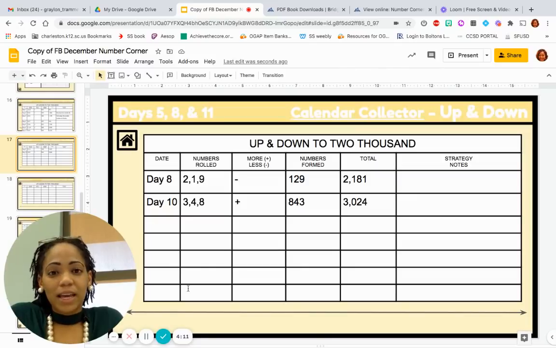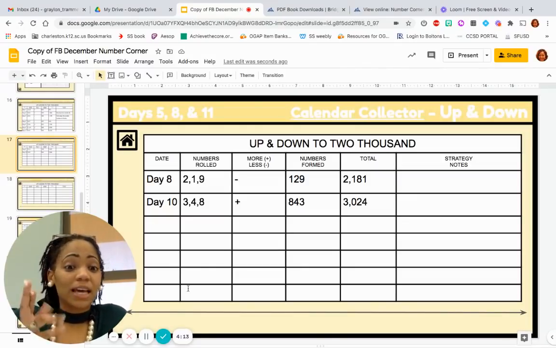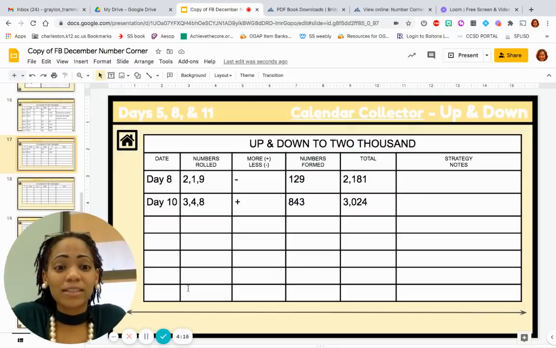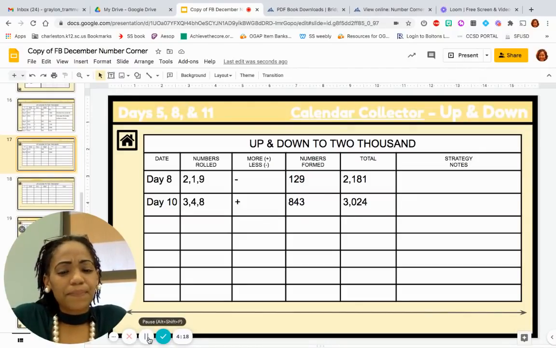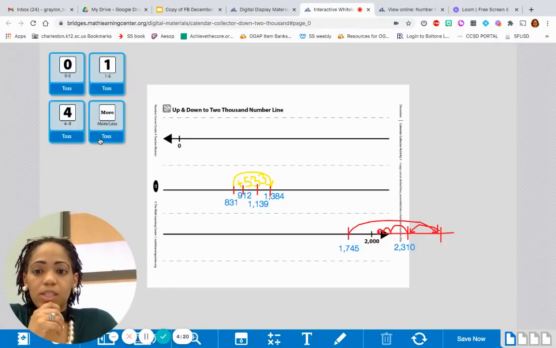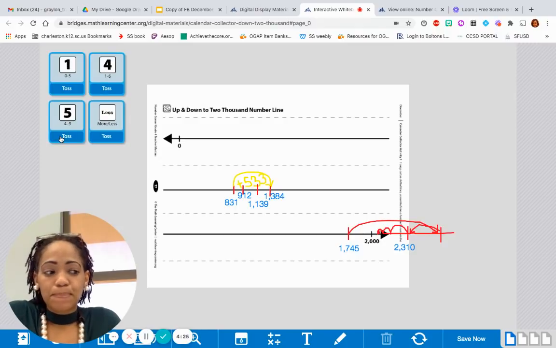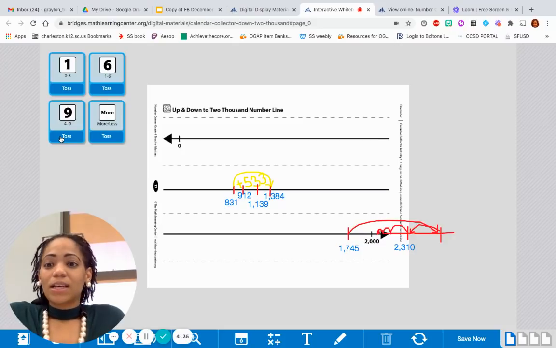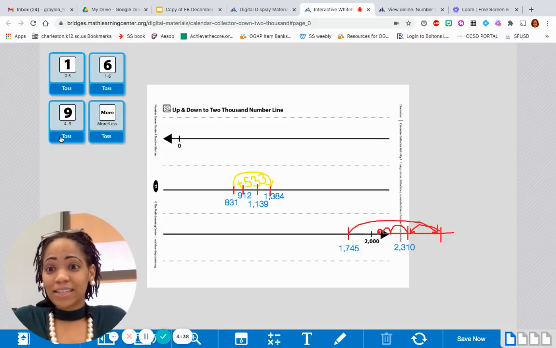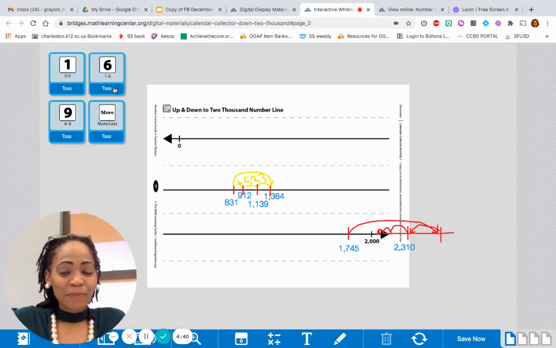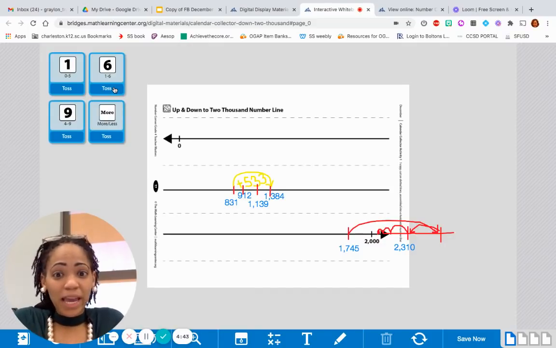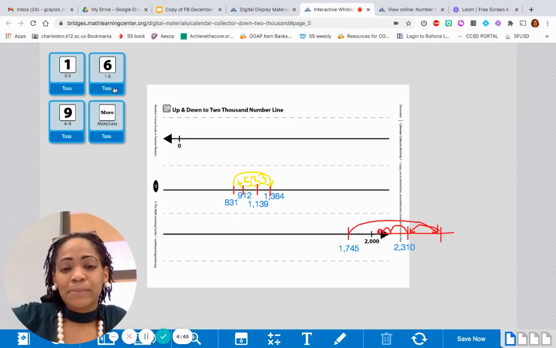So let's roll for today and let's see. I'm actually kind of hoping we get less so that we're not so far over 2,000. But let's see what we get. Let's toss all these numbers. Oh, we got more again. And we got some numbers here that are really going to put us way over our 2,000 mark.